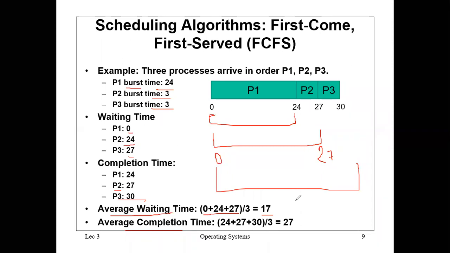So in this way, you see that the average completion time is 24 plus 27 plus 30 divided by 3, so 27 seconds. That means any process arriving in your system has to wait 27 seconds to finish. Or you can say that if you arrive at 7 p.m., let's assume this is a unit of time, you will be done by 7:27. So this is what the completion time means.